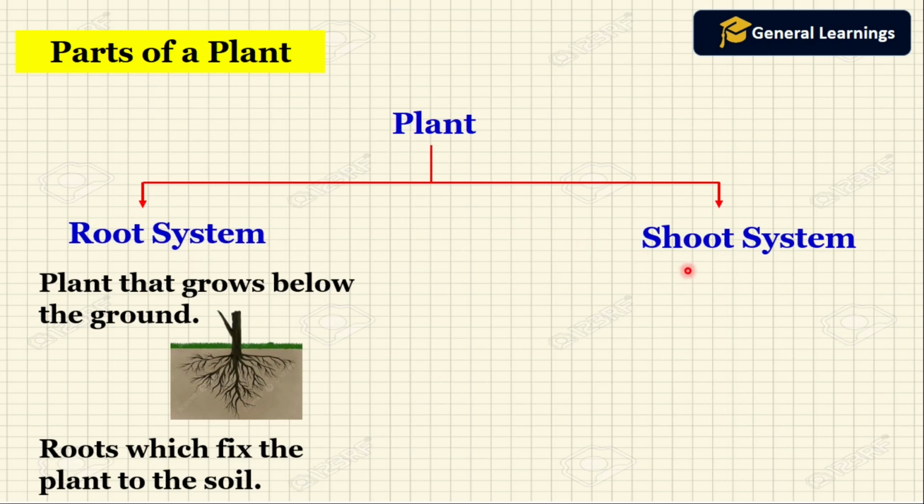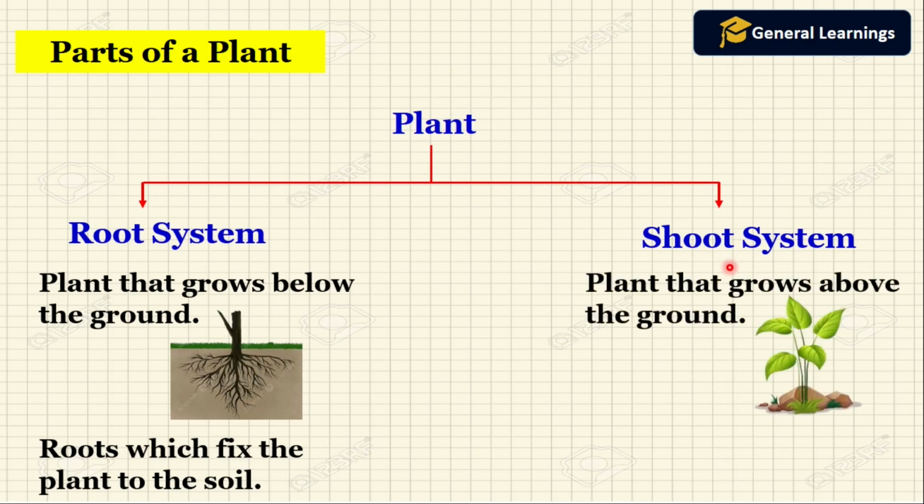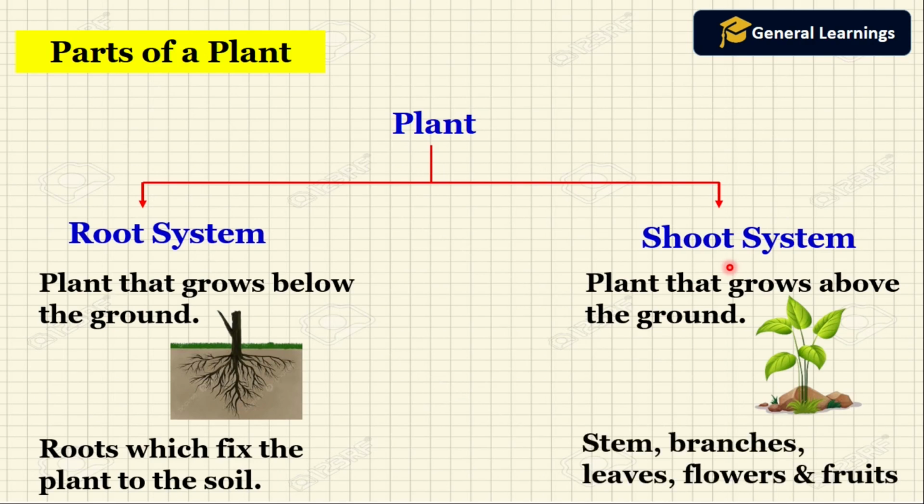Now we will see what is shoot system. The part of a plant that grows above the ground is called a shoot system, as we have shown in this picture. So shoot system means the plant part that grows above the ground. The shoot system consists of stem, branches, leaves, flowers and fruits.